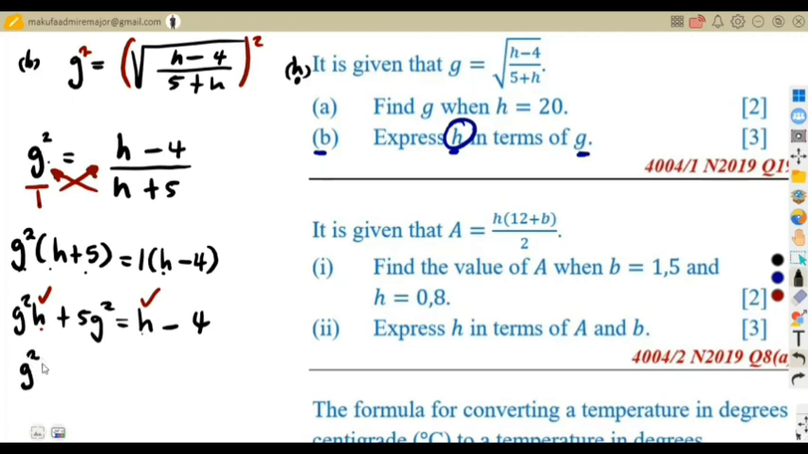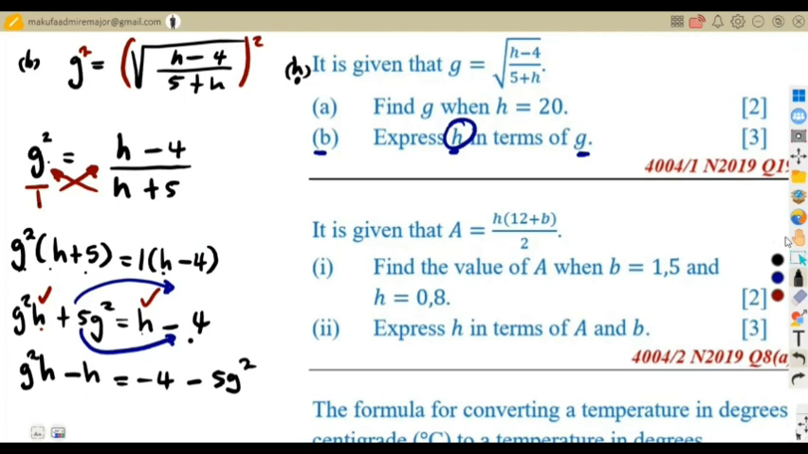So I'm going to be left with G squared transpose H to that side is going to be minus H, which is equal to the rest of this part. Now it can be transposed to the other part, because here we just need the only terms with H. Meaning to say, whatever term without H can be transposed to the other part of the equation. So here I do not have H on minus 4. I transpose plus 5G squared to the other side, it is going to be minus 5G squared.